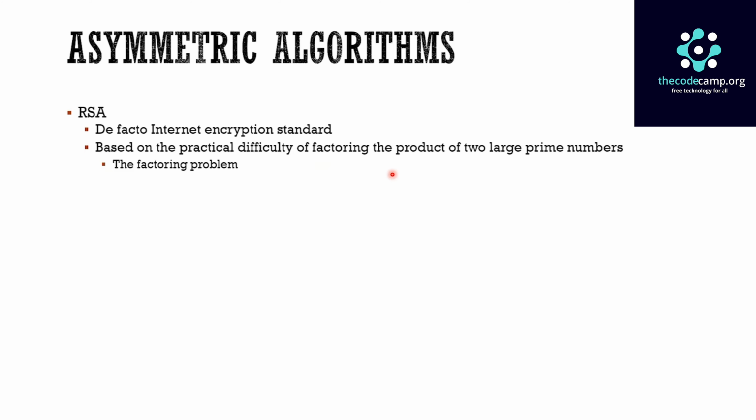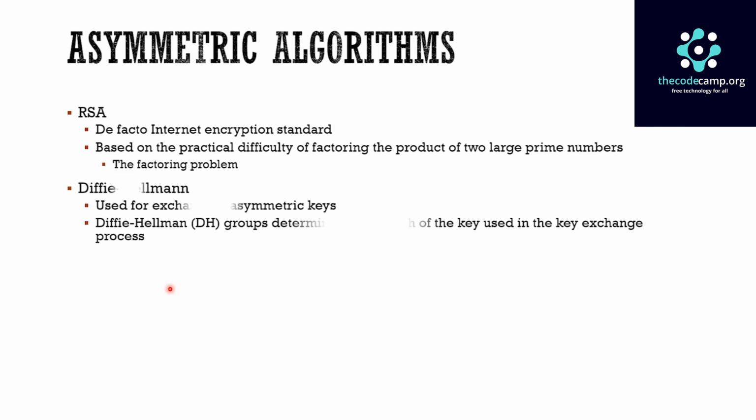Then we have Diffie-Hellman, and this is named after what? Whit Diffie and Robert Hellman, I think. This is used specifically for exchanging those public keys. We have different groups.